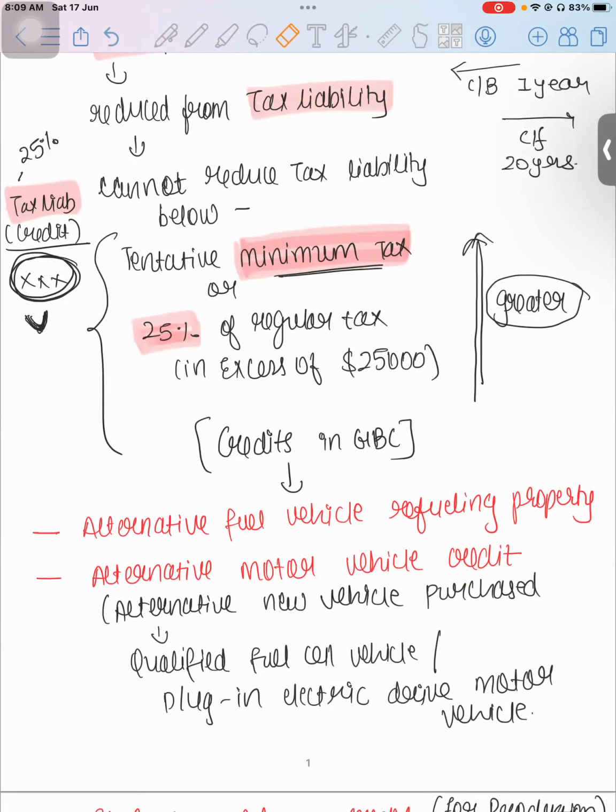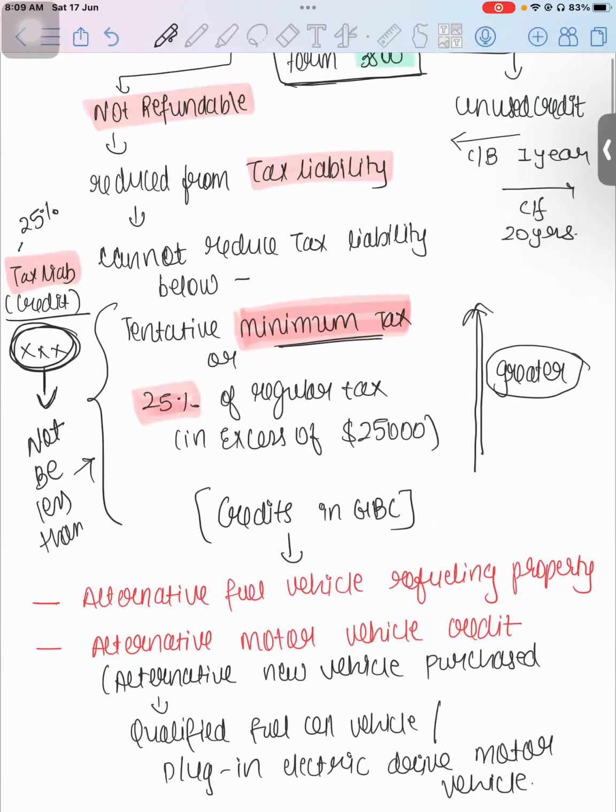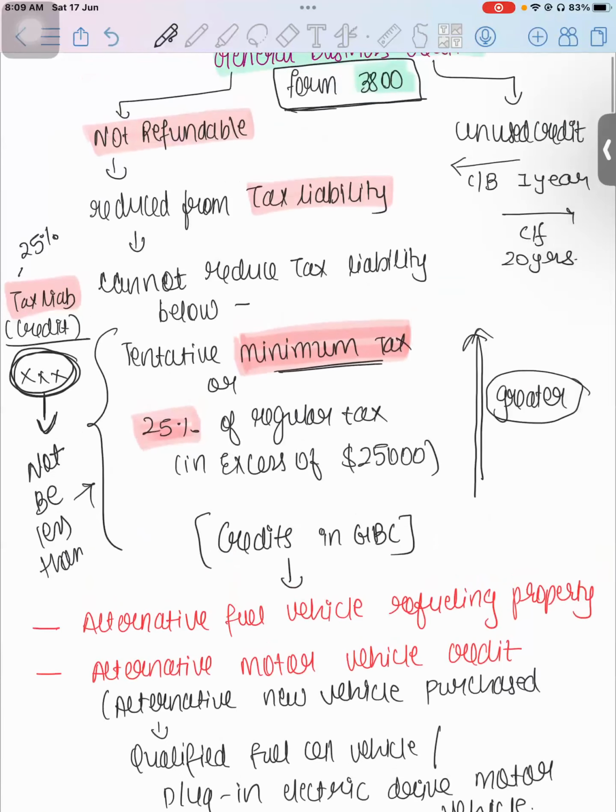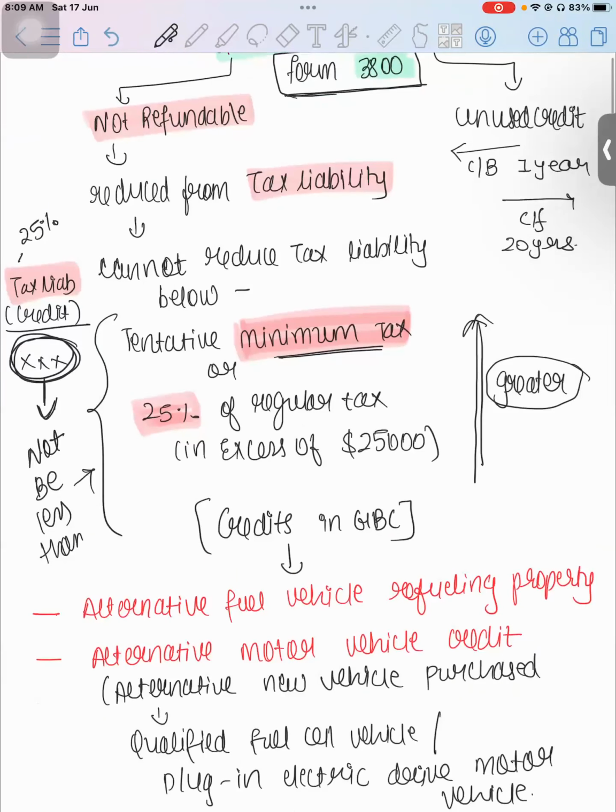The remaining figure which you are getting after reducing the credit, this amount should not be less than the greater of these two. Okay, means what? At least whatever is your minimum tax, at least you have to pay that, or at least 25% of your current tax liability you have to pay that, whichever is greater. Okay, so let's start with the general business credits one by one.